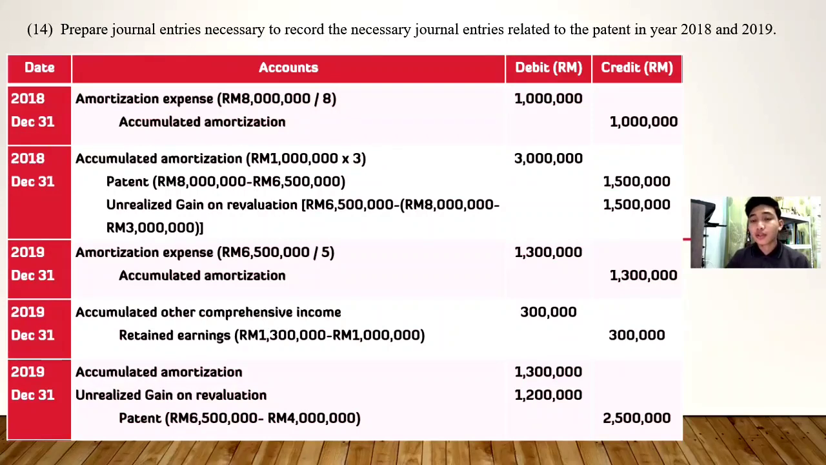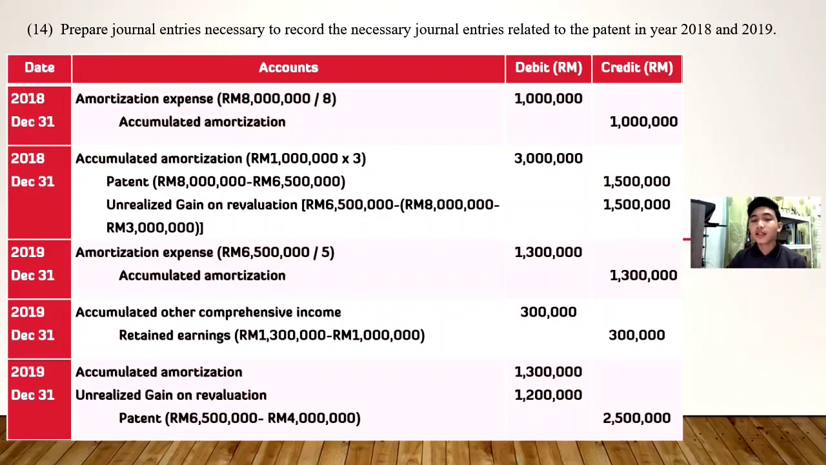So today I will present question 14, which is to prepare the necessary journal entries related to the patent in years 2018 and 2019. Okay, so on 31 December 2018, we debit the amortization expense, where the cost is 8 million, divided by the estimated future benefits of 8 years, and we get 1 million. And then we credit the accumulated amortization 1 million.